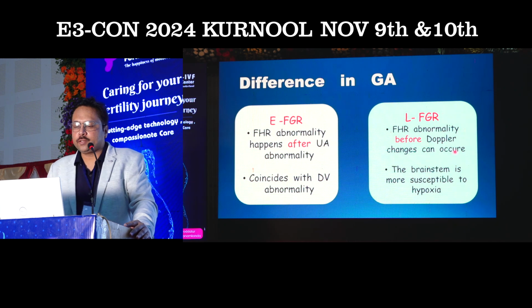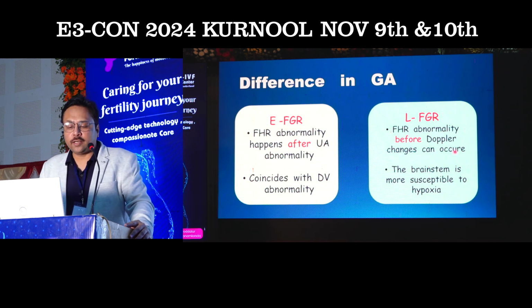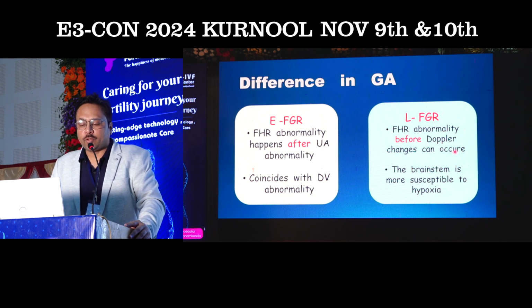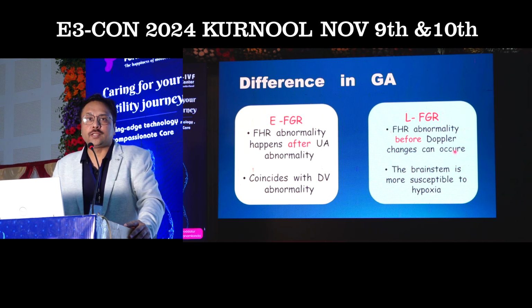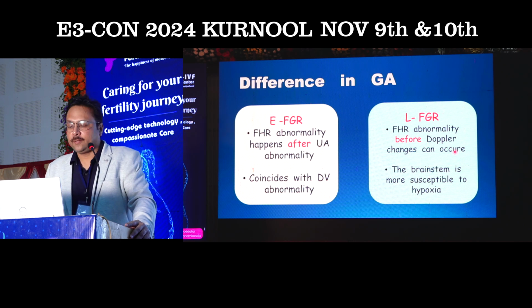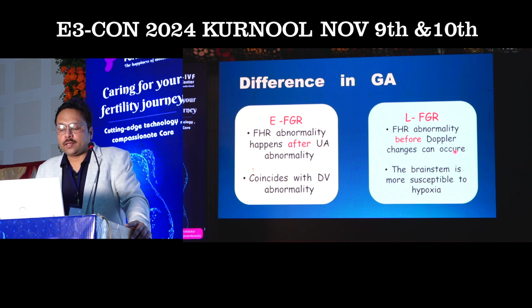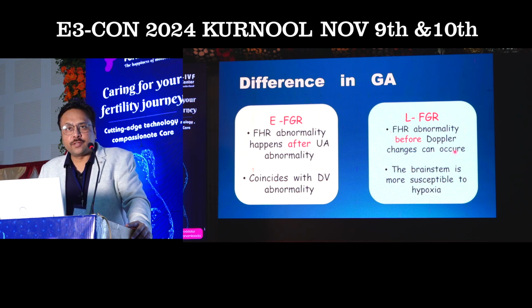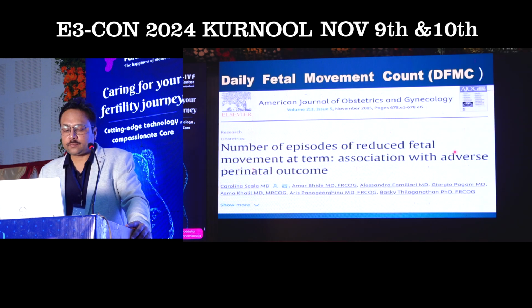So this is a very important difference in gestational age. In early onset FGR, fetal heart rate abnormality, that is CTG changes, happens after umbilical artery abnormality. It coincides with ductus venosus abnormality. So this is seen in late cases. While in late FGR, fetal heart rate abnormalities occur before Doppler changes. So CTG is very, very important in late FGR because brainstem is more susceptible to hypoxia.